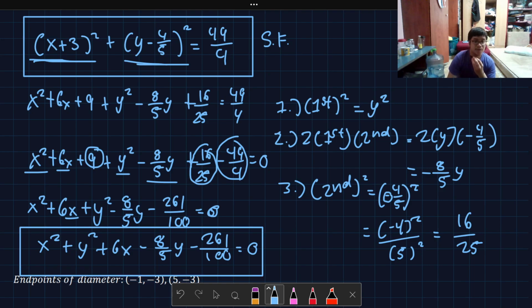Now, you can still simplify this general form. Let's just say you don't want a fraction here.